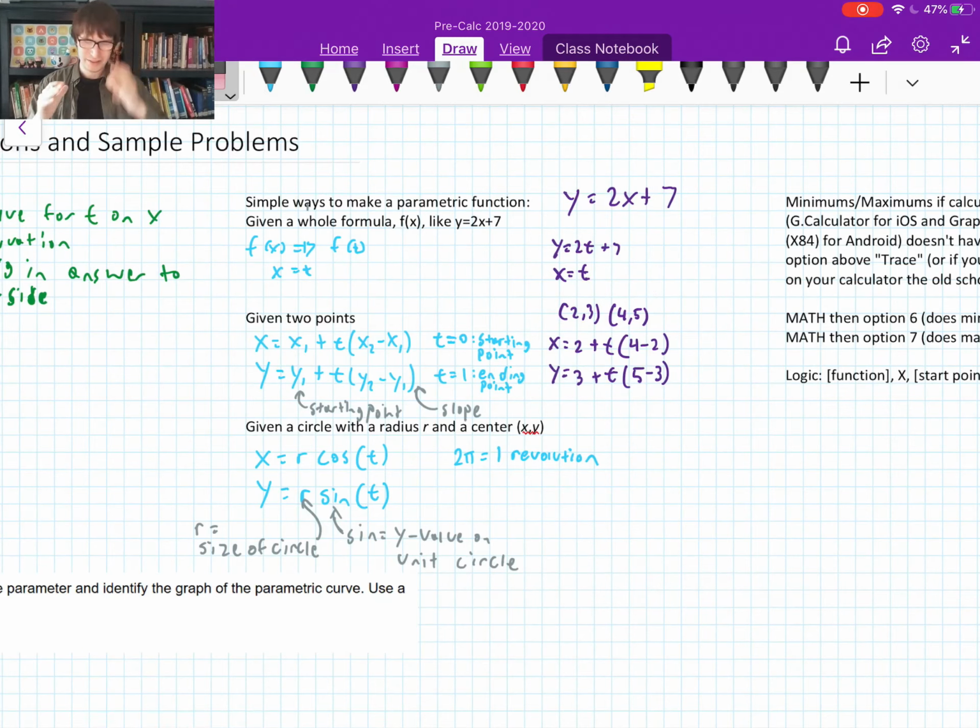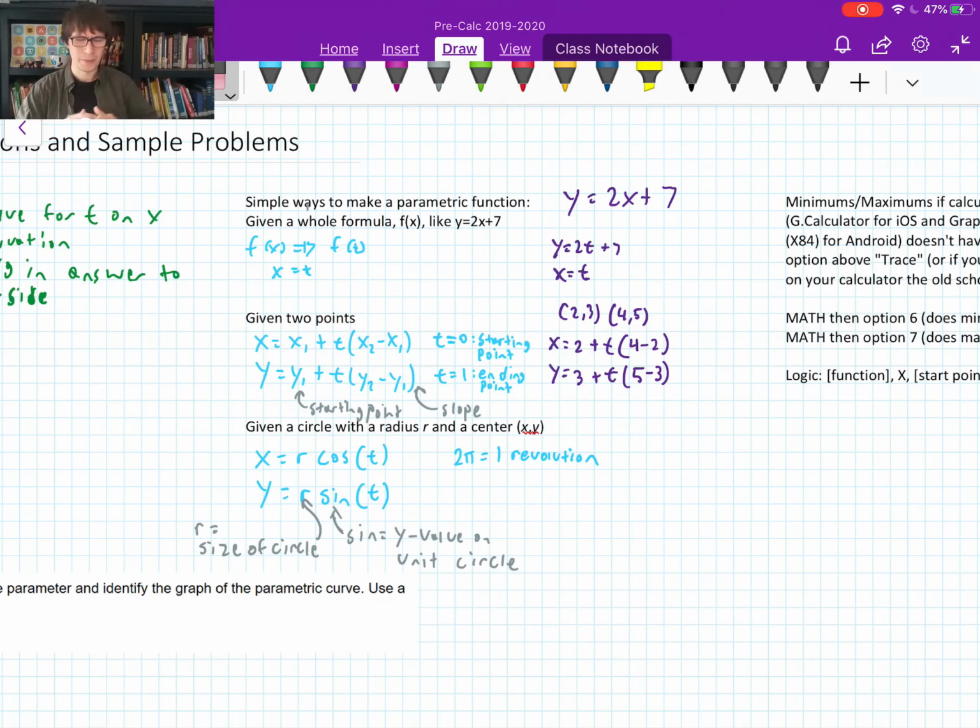Let's secondly talk about the algebra behind making a graph if you're given 2 points. Let's say you're given the points (2, 3) and (4, 5). I just want to first quickly give you the equation of this, how to make a parametric equation, the standard form, and then I'll show you kind of what this looks like.